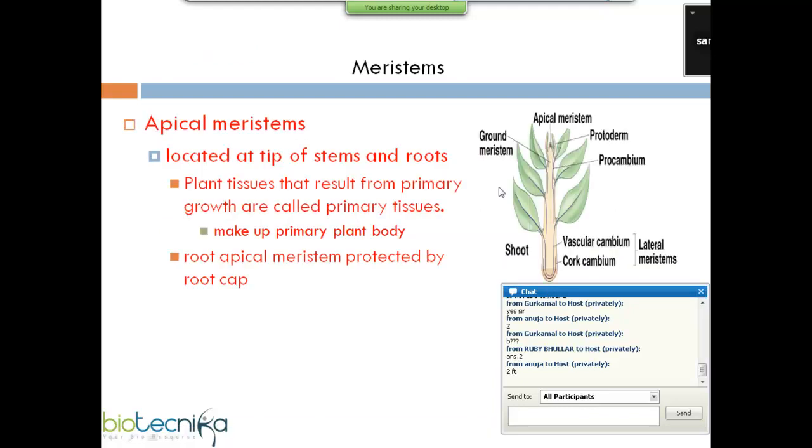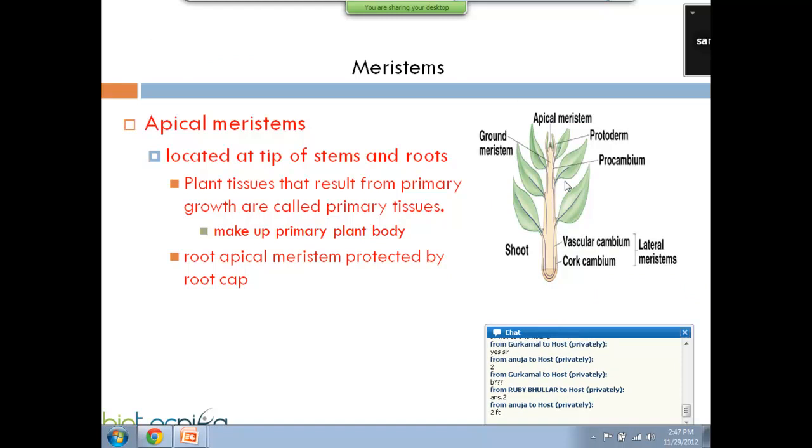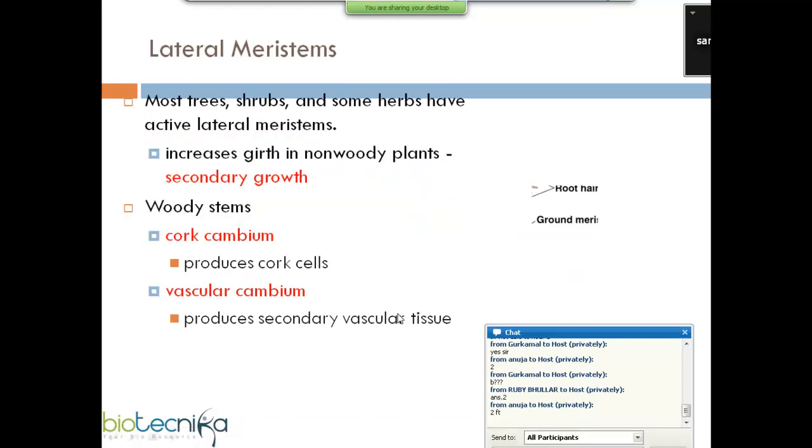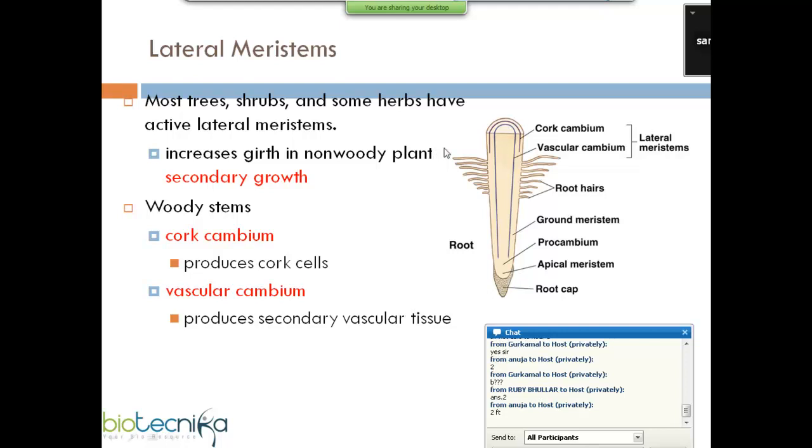So apical meristem is always located at the tip of the plant as well as in the root. These are the tissues that result in the growth of your primary and then secondary growth. The root apical meristem is always protected by your root cap, so that there is no damage by microorganisms or soil pathogens. If you see this, this is a root cap, this is an apical meristem in the root.